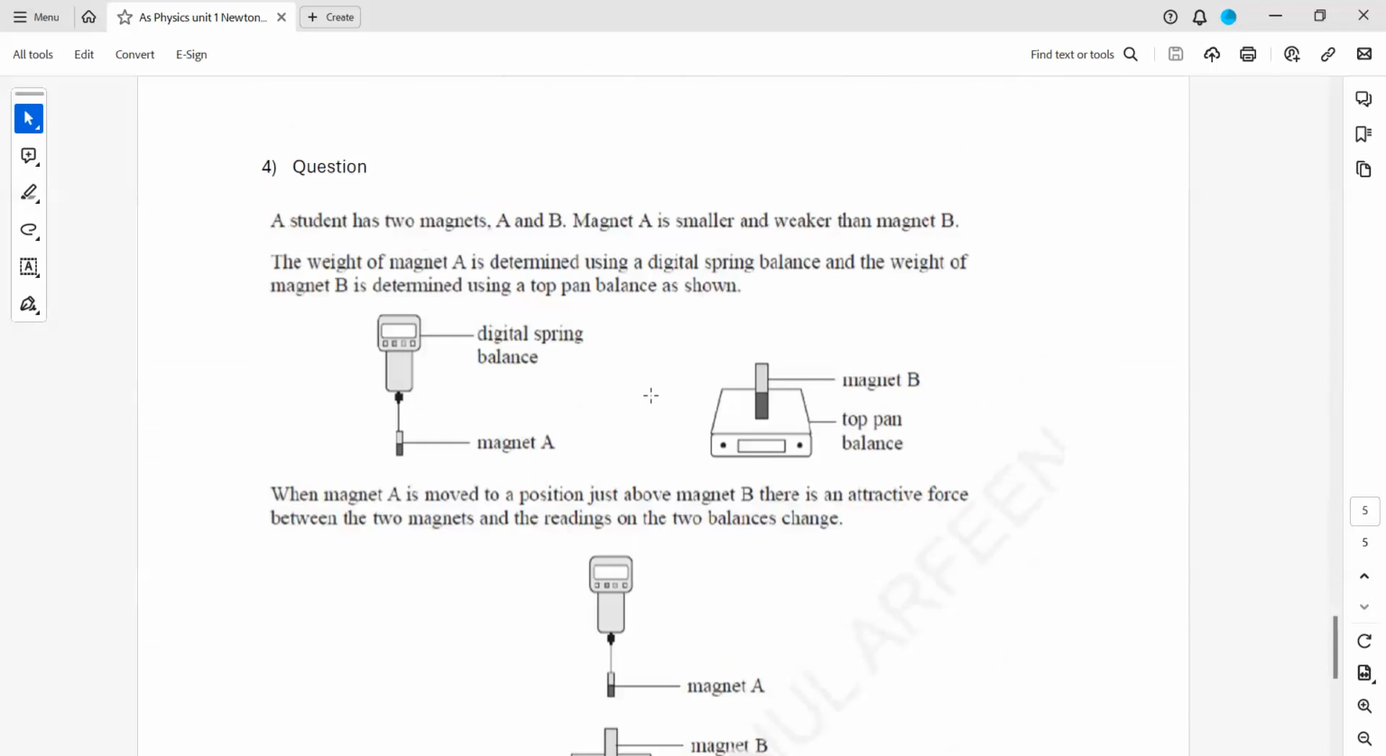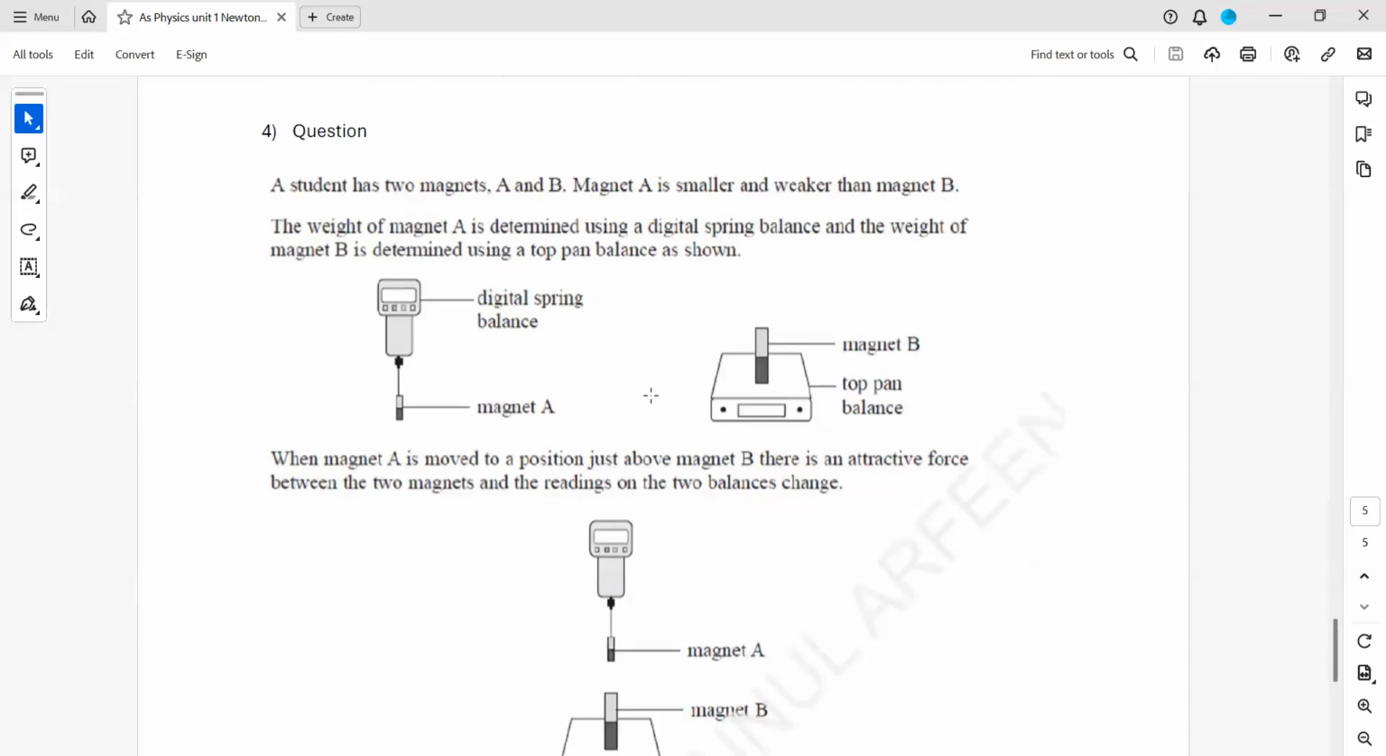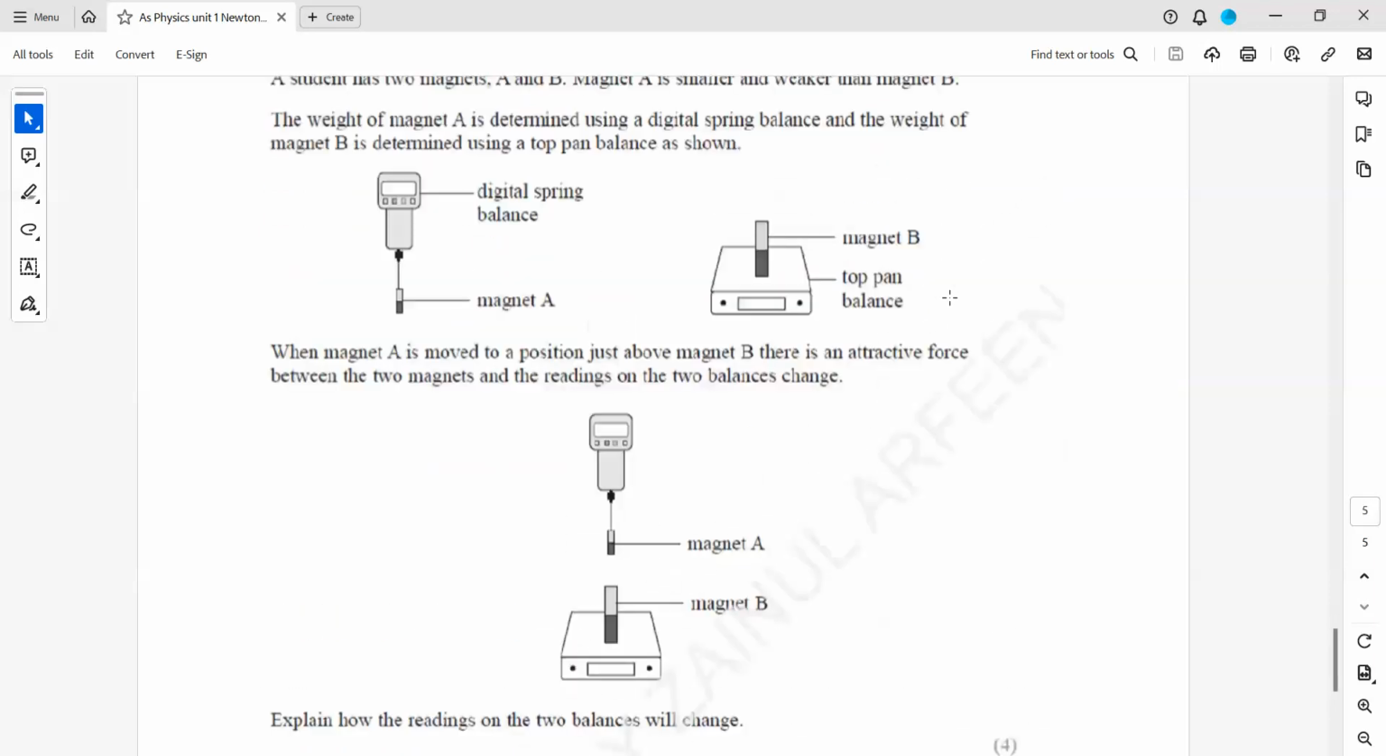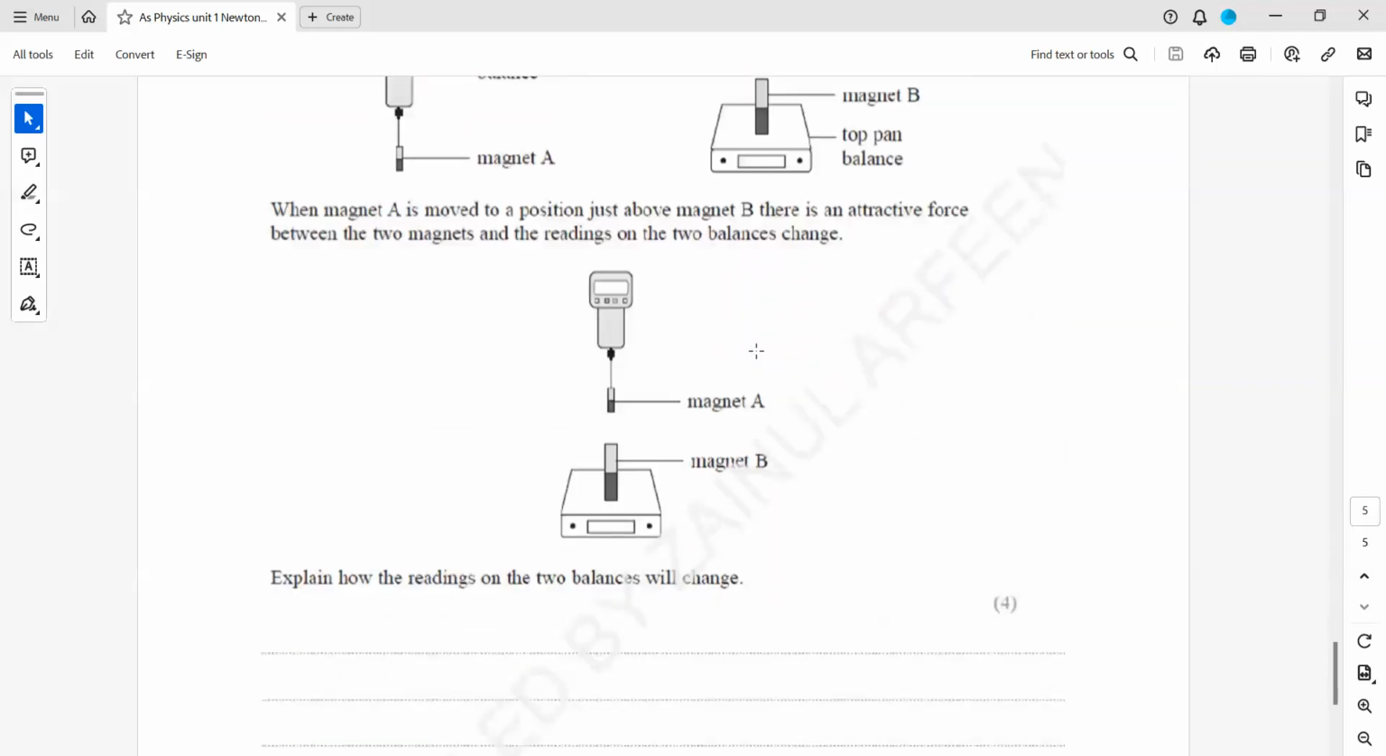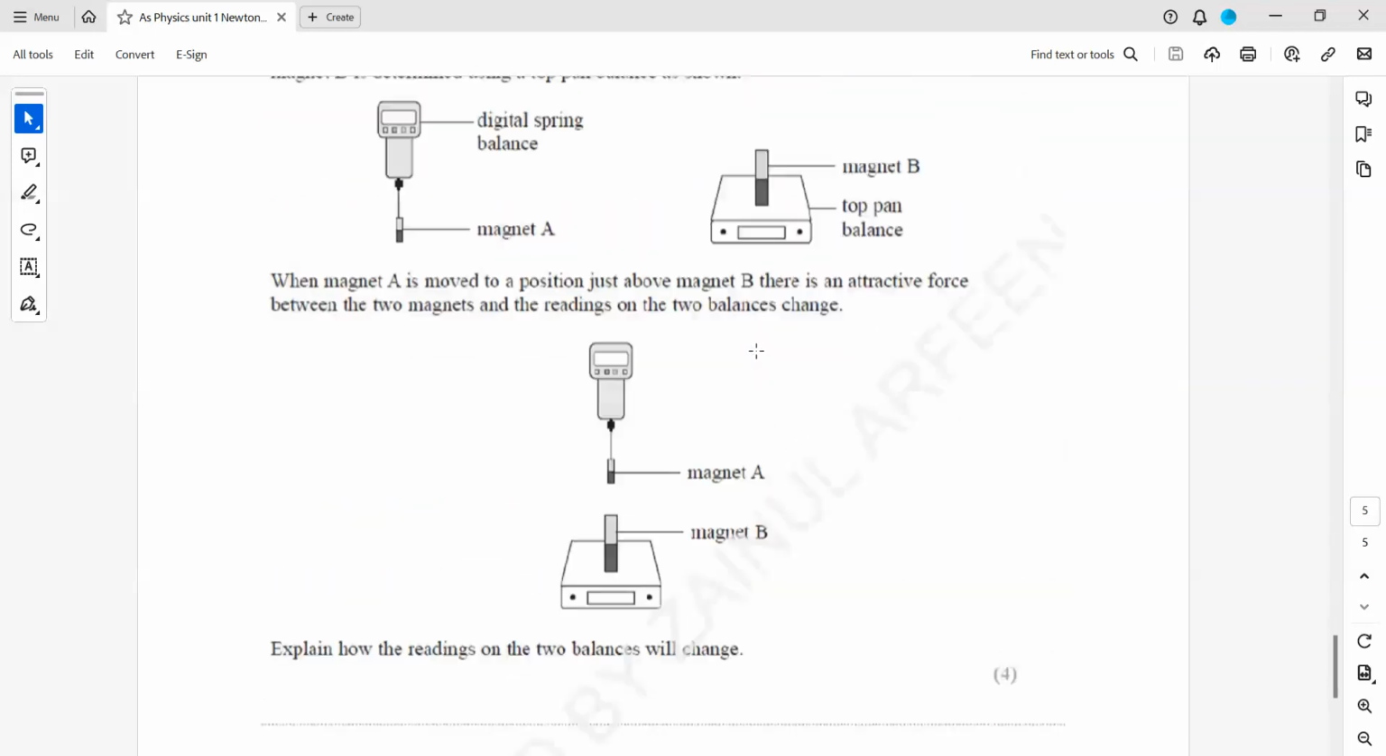In question 4, a student has two magnets A and B. Magnet A is smaller and weaker than magnet B. The weight of magnet A is determined by a digital spring balance, and magnet B by using a top pan balance. When magnet A is moved to a position just above magnet B, there is an attractive force, and the reading on the two balances changes. How do the readings on the balances change?